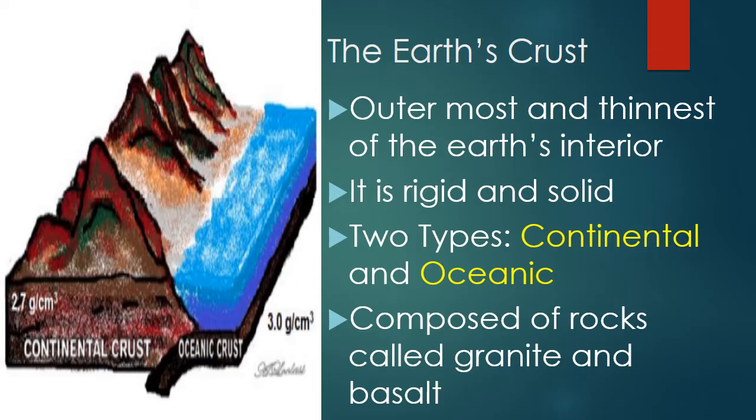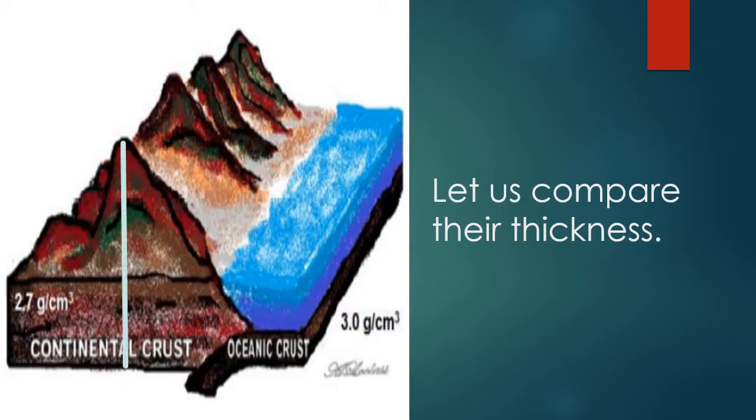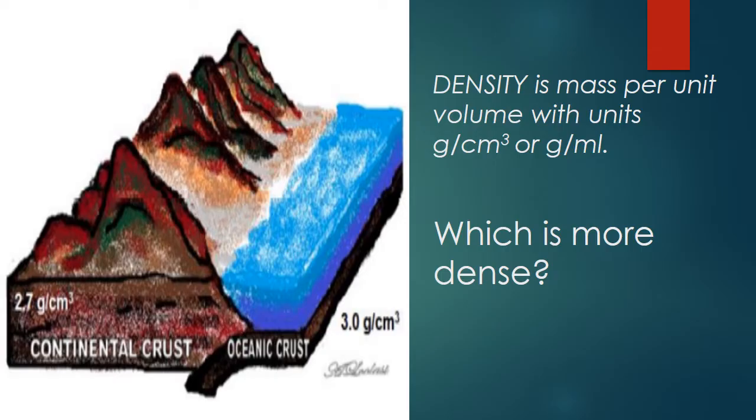Crusts also vary in rock composition. It can be granite or basalt. Crusts vary in thickness. Continental crusts are thicker than oceanic crust. Another characteristic that varies in these two types of crust is the density. Remember that density is mass per unit volume, with its unit of measurement gram per cubic centimeter or gram per ml. On the illustration, which is more dense? The oceanic crust or the continental crust? Oceanic crust is denser than continental crust.